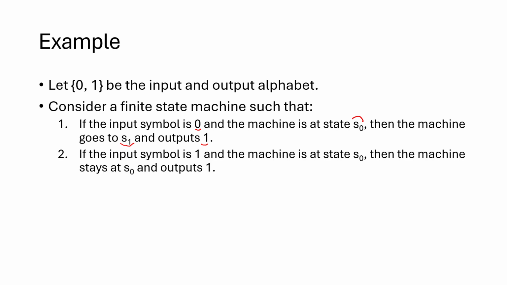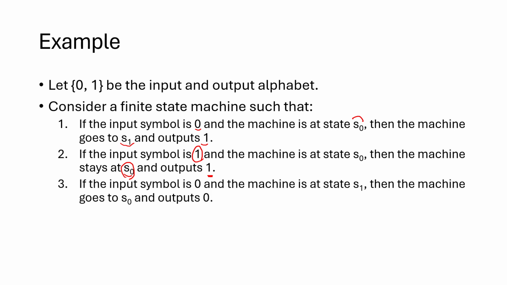Second case, if we are at the state S1, but instead of a 0, the input symbol that we read is a 1, the machine stays at S0, so it doesn't change the state, but it still outputs a 1. Third case, if we are at the state S1, and the input symbol that we read is a 0, the machine goes back to state S0 and outputs a 0.